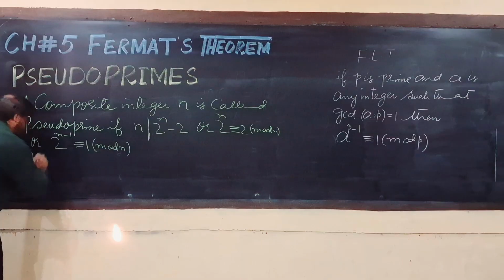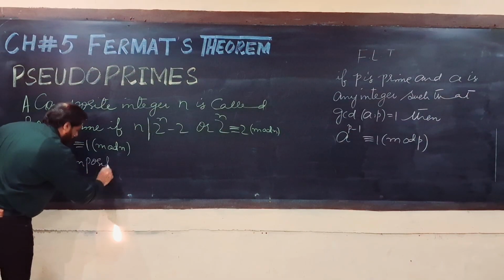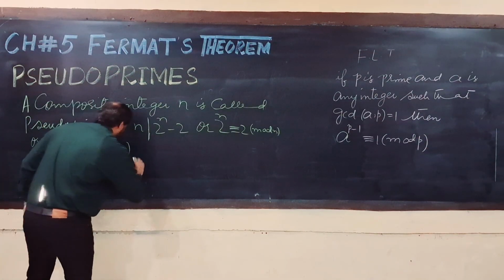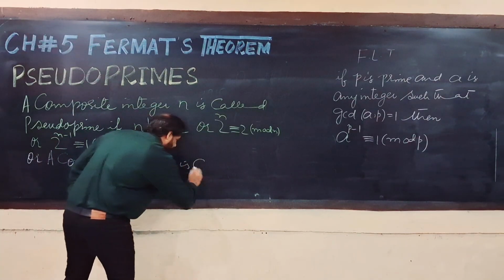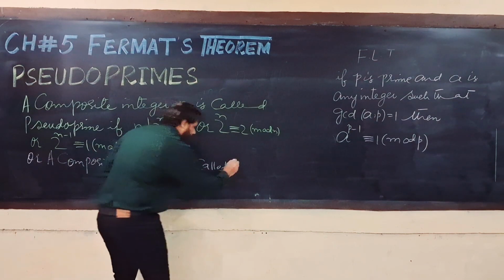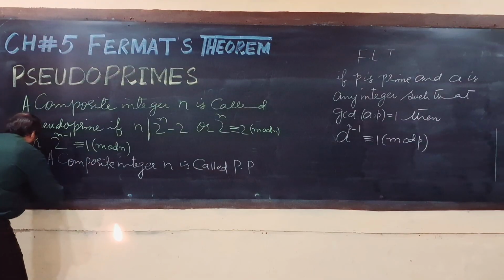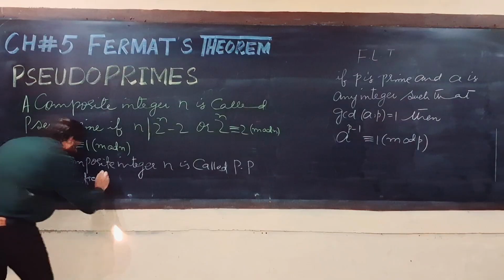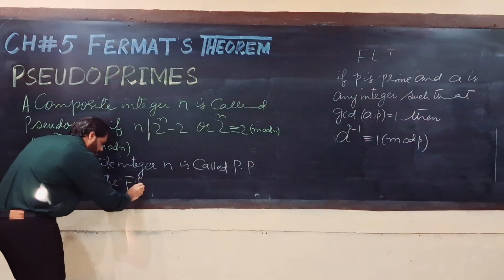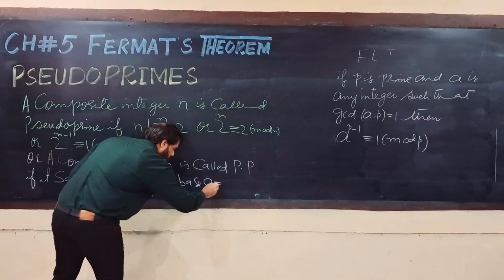Further, we can also write this definition as: a composite integer n is called a pseudoprime if it satisfies the Fermat Little Theorem for base a equal to 2.